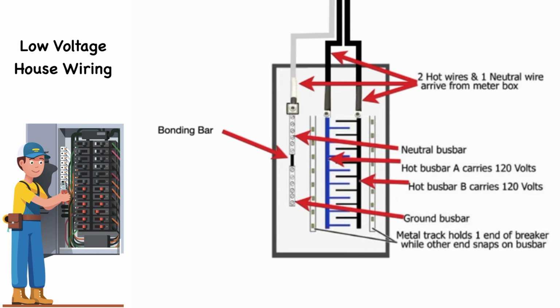Bonding items together, and connecting the bonded items to an equipment grounding conductor, places everything at the same potential. In this case, the neutral, and ensures an effective ground fault current path, in the event of a ground fault occurring in an electrical system circuit. A bonding bar ensures that the neutral is at ground potential. And lastly, there are two metal tracks that will hold one end of the breaker, the other end snaps and connects to the hot bus bar.